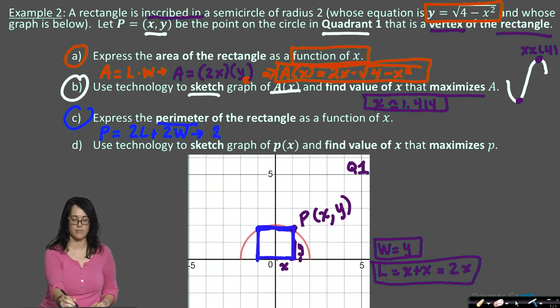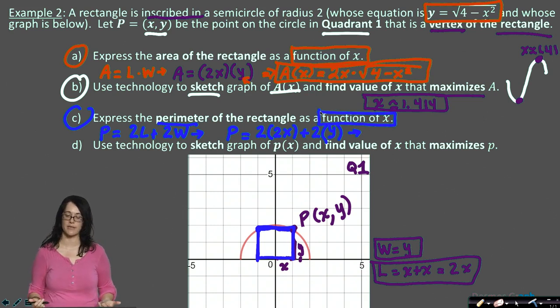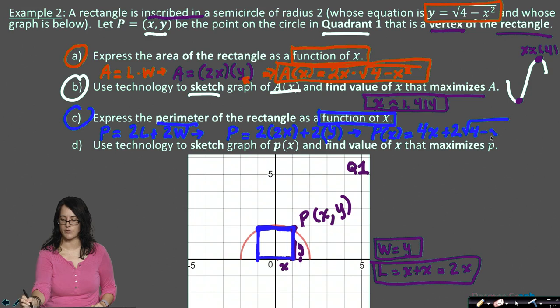So perimeter would be 2 times my length, where my length was 2x, plus 2 times my width, where my width was y. But you might see where we're going again. We want it only as a function of x. So what did we do last time to get it only as a function of x? That's right, we replaced y with what it should equal if you're truly on the semicircular pathway. So now P of x, perimeter, depends only on the x coordinate of point P, and it would be 2 times 2x, which is 4x, plus 2 times y, where y was, according to our model above, the square root of 4 minus x squared.